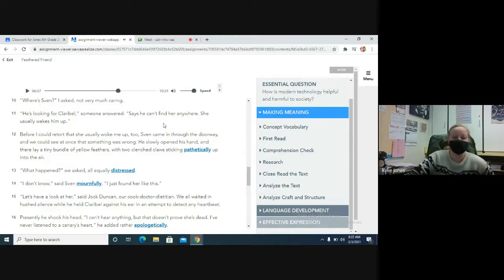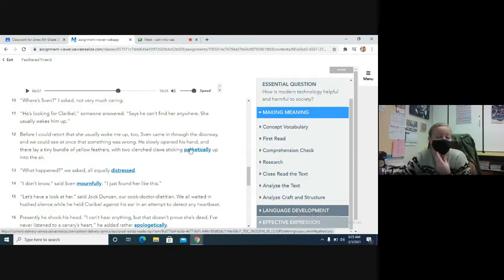Okay. What happened? The bird died. Yeah, it seems like Claribel has died, which is sad. So, Sven, let's read the sentence really quick. He slowly opens up his hand, and there lay a tiny bundle of yellow feathers, Claribel, with two clenched claws sticking pathetically up in the air. So we need to figure out what this word pathetically means. It's one of our vocabulary words.